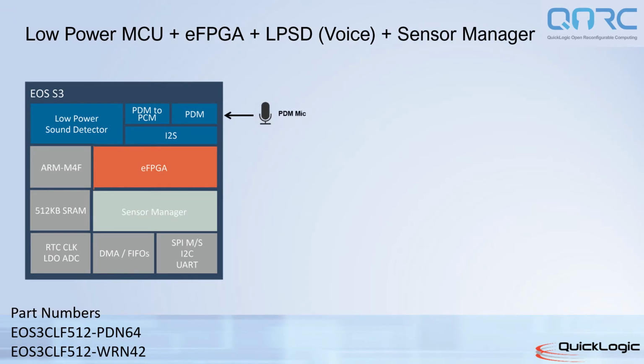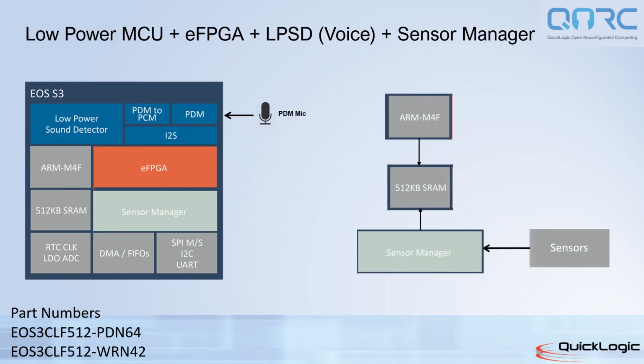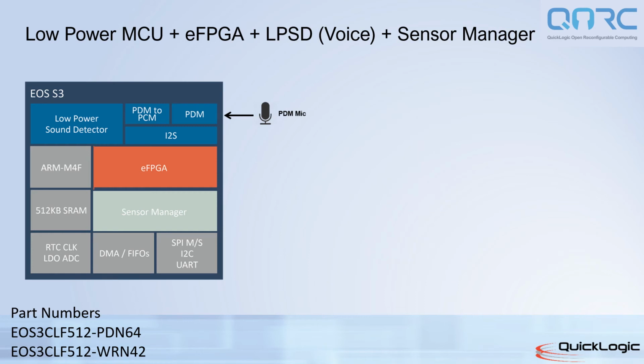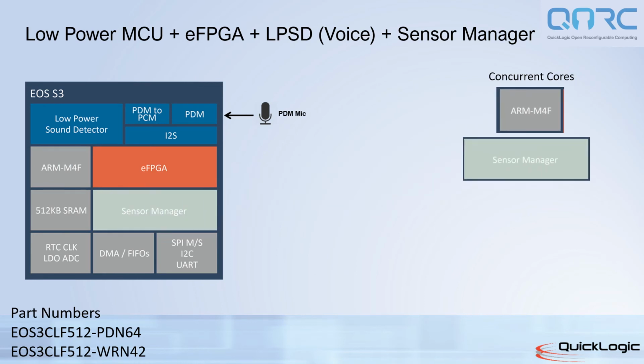Eos S3: general purpose low powered MCU, eFPGA, LPSD and Sensor Manager. Incorporates the Sensor Manager micro DMA for AI inferencing at the edge or the endpoint and for general purpose IoT applications. Multiple concurrent cores enable the algorithm partition capability between the M4 firmware, the micro DSP and the eFPGA to achieve the most power and computational efficient sensor processing system on a chip in the market.